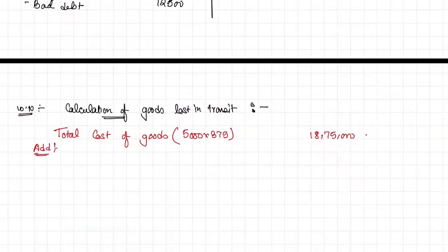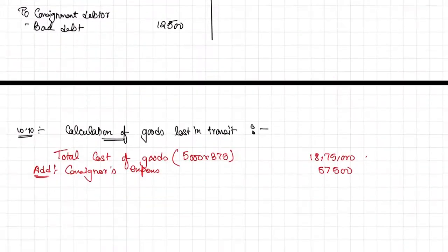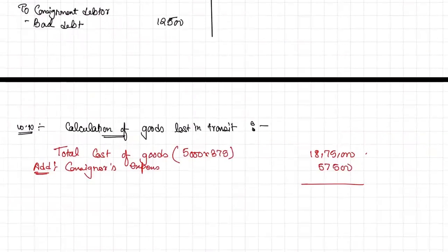Add consigner's expense 57,500. ये था क्या 57,500, तो कितना हो गया बताइए. यही आया क्या? Yes, sir. हाँ, इतना ही हुआ ना.